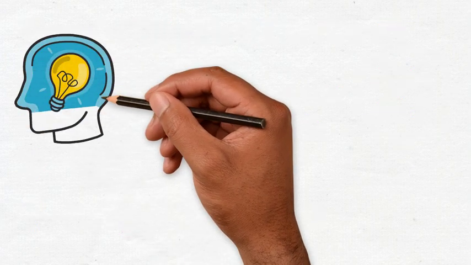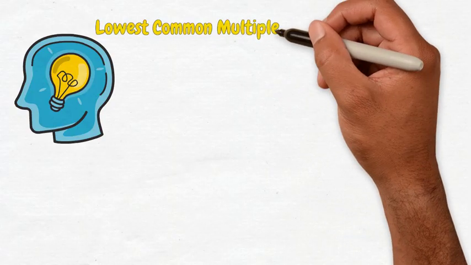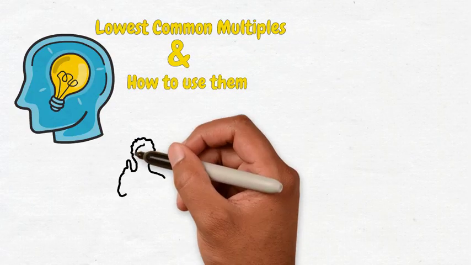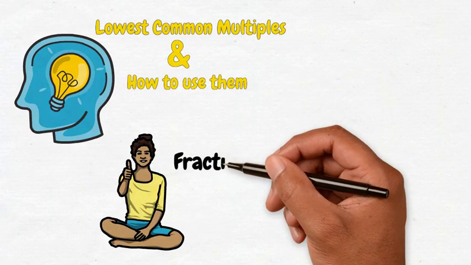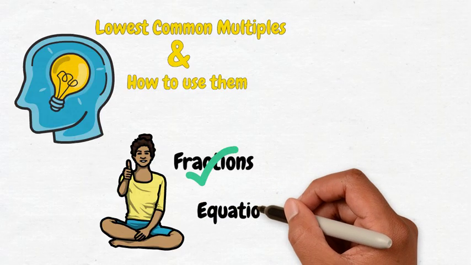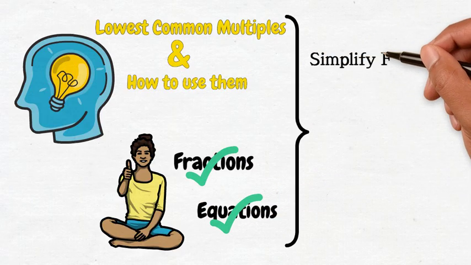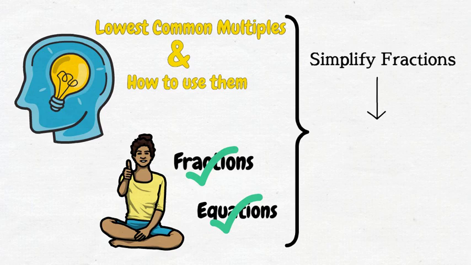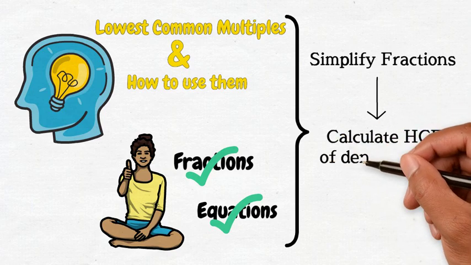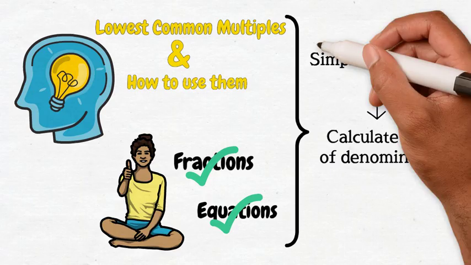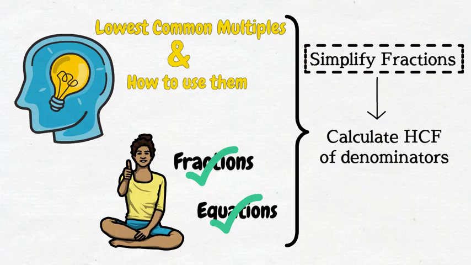It is vital that you understand what lowest common multiples are and how to use them. This is because they will come in super handy when dealing with fractions or solving equations. When you need to simplify fractions, then you will need to understand how to calculate the highest common factor of the denominators, and then from there, how to simplify the fraction.